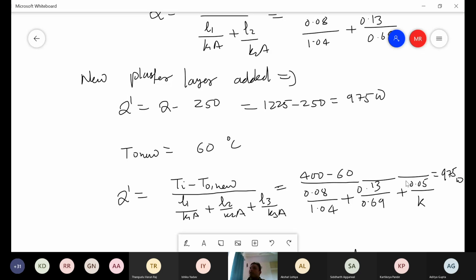So in this particular equation, the only unknown is K. Only unknown is K. So we can calculate the K from this. Okay. Calculate the value of K.